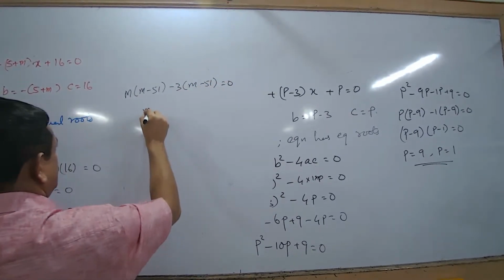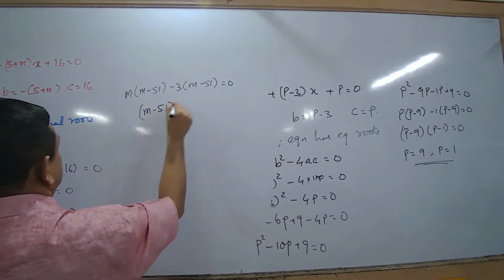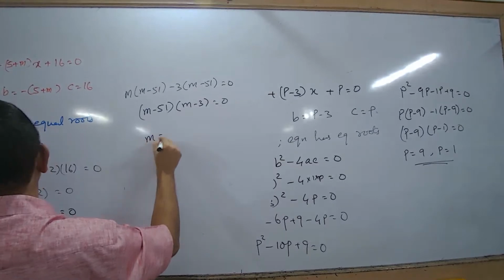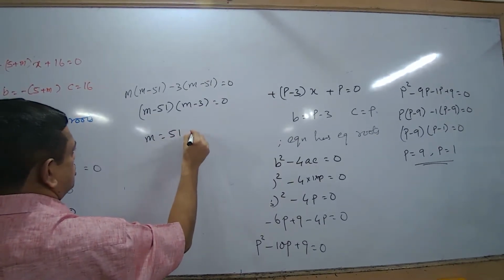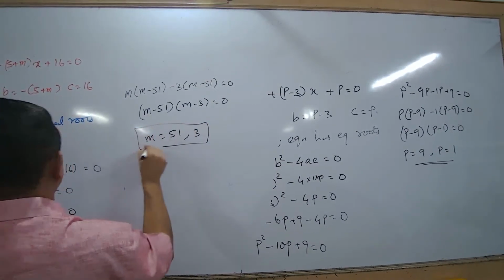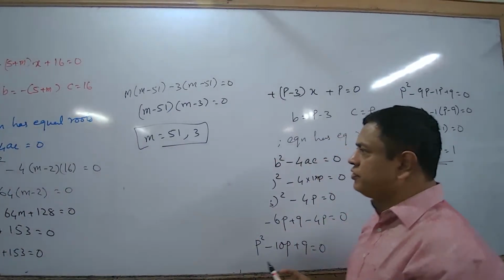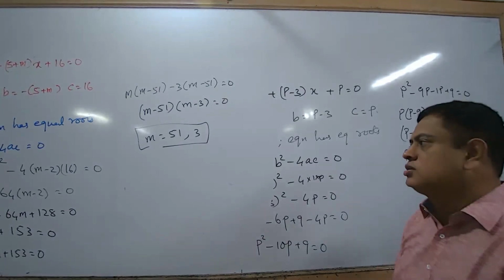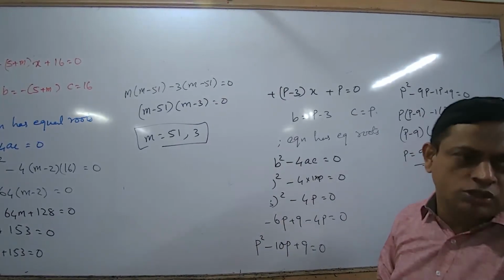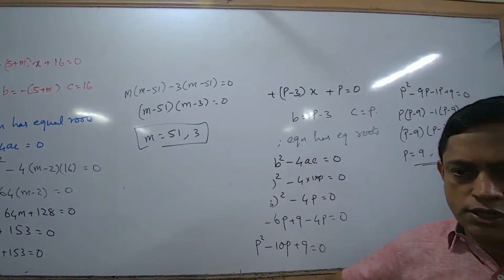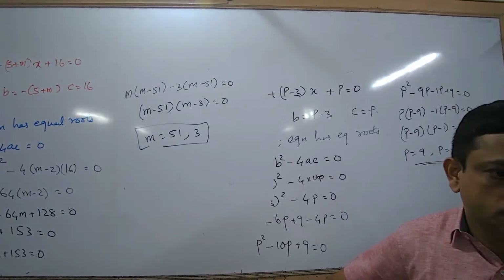Please clarify your doubts. So m has two values, m is equal to 51 or m is equal to 3. Now check, here m minus 2 is involved, so check the value of a. 51 minus 2 is not equal to 0, 3 minus 2 is not equal to 0, so both are solutions. It's compulsory you have to check.